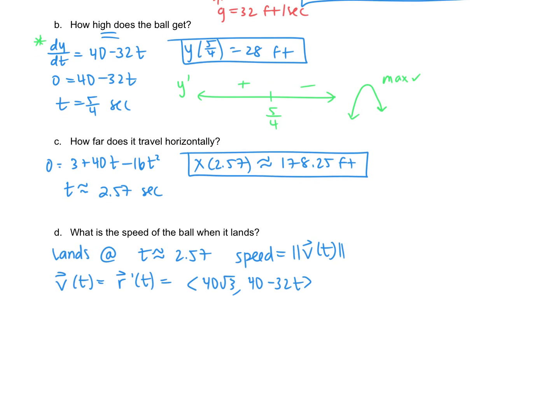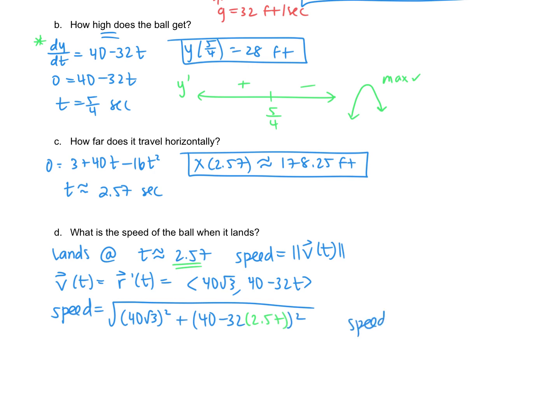So speed then, if we're looking at the magnitude, it's going to be the square root of 40 root 3 squared, add 40 subtract 32t squared, so this is where that 2.57 comes in. So that gives a speed of about 81.19 feet per second.